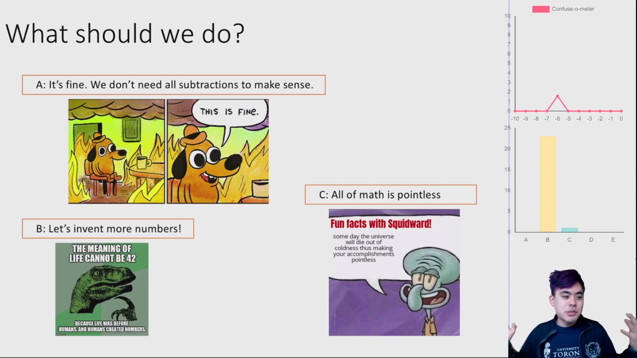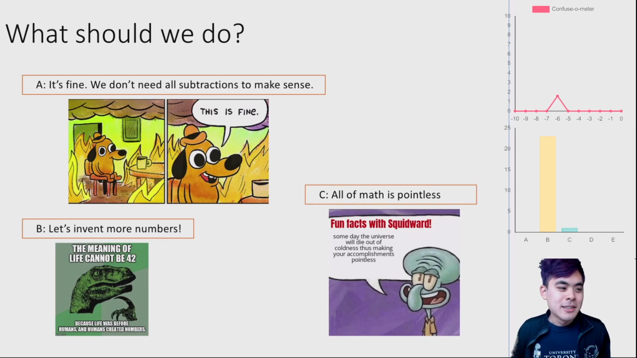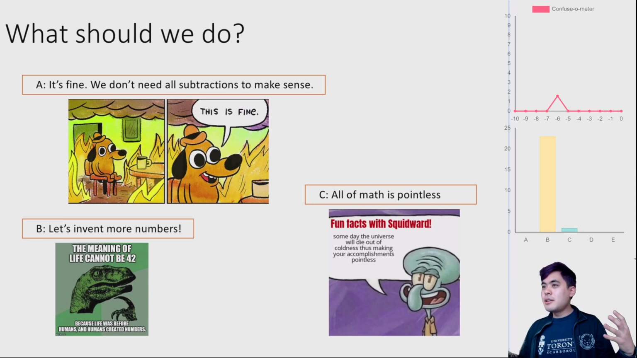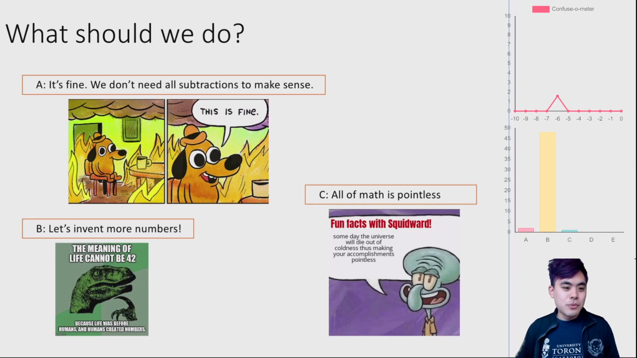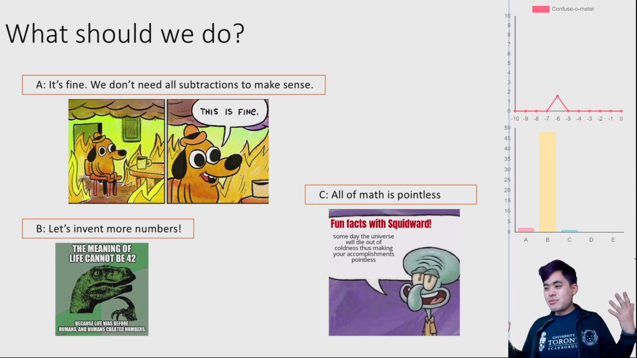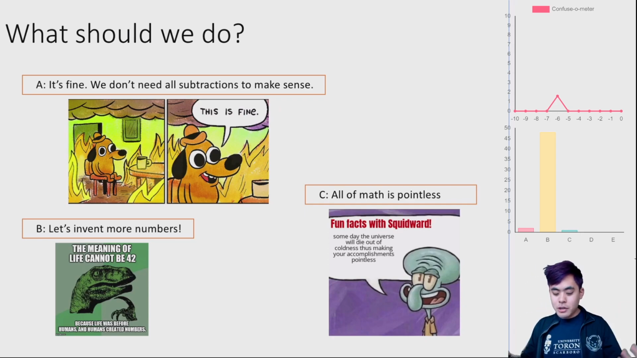Okay, so it looks like most people are down to invent some new numbers. So you guys are already thinking like mathematicians. Well, we have various operations, and they don't work the way that you expect them to. So you might answer, well, it's fine, we don't need all subtractions to make sense. And that was the position of humanity for thousands of years.